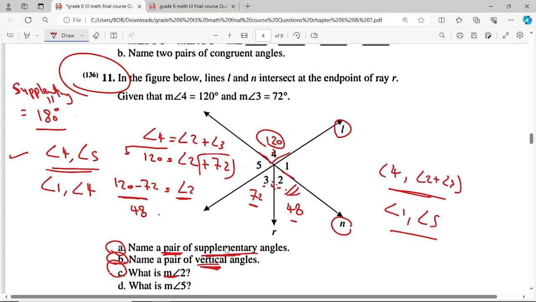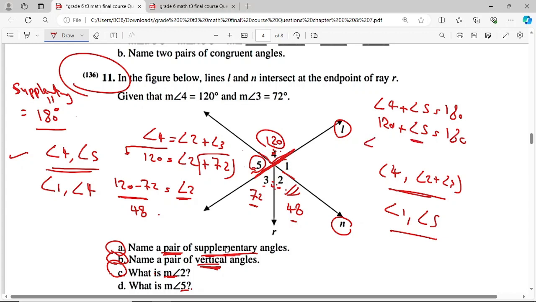Okay, now what is the measure of angle 5? This angle 5 and this angle 4, angle 4 and angle 5 are a linear pair. So if we add these two angles together, I'll get 180. So angle 4 plus angle 5 equals 180. These are supplementary angles. At the same time, they are a linear pair equal to 180. So angle 4 I have as 120, plus angle 5 equals 180.